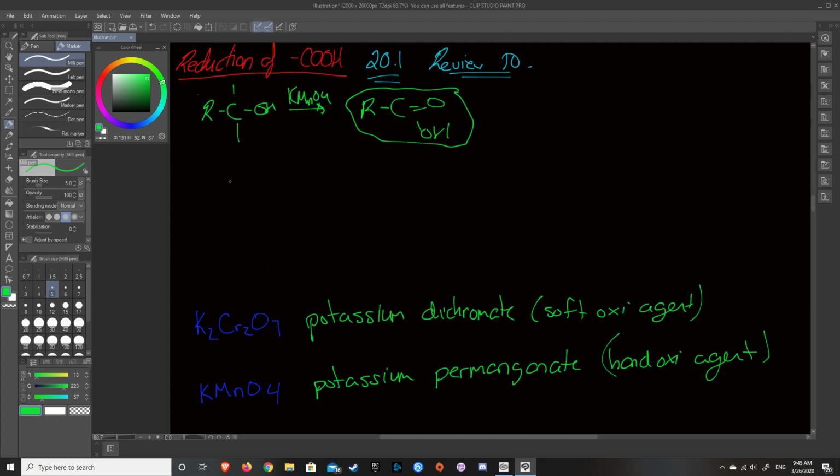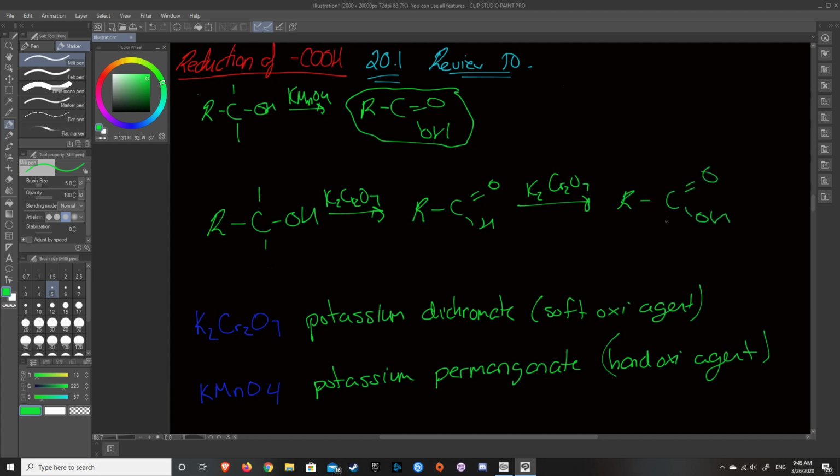Whereas with a soft oxidizing agent, the difference is that we take the primary alcohol, we're just dealing with primary alcohols now, and mix it with K2Cr2O7, and it's going to turn into an aldehyde, RCHO. And then if we keep heating it for a longer period of time, finally we're going to end up at the final product of a carboxylic acid. So you can see that the KMnO4 reaction jumps right to the final product, so we can't really control the time that we're reacting it. We can't really control anything. Here we can control that.